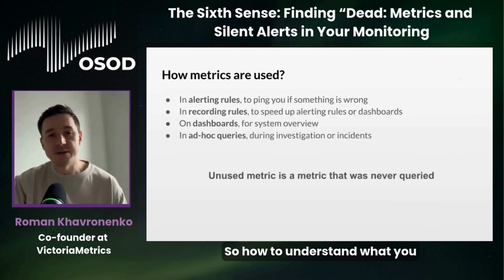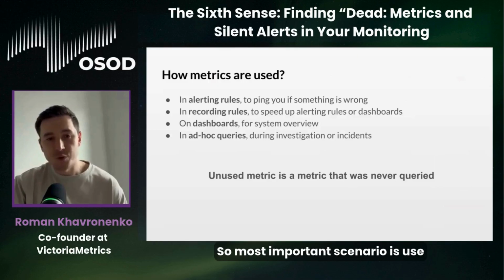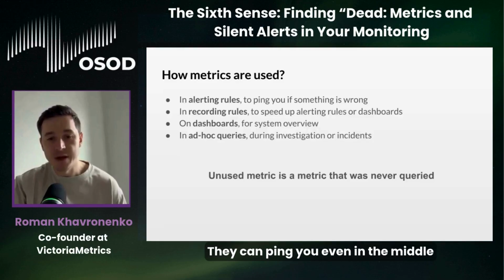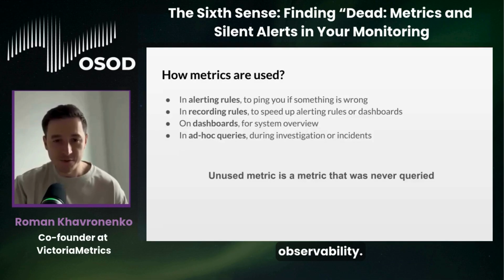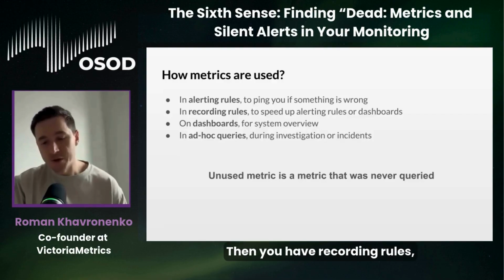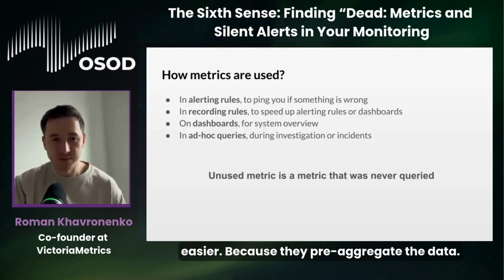So how do we understand what we use or not, or which metric is useful or not? There are not so many use case scenarios for metrics. The most important scenario is alerting rules. Alerting rules are the most critical part of observability. They can ping you even in the middle of the night if something is wrong. Observability without alerting is not observability. So that's very important. Then you have recording rules, something that makes alerts and dashboards easier because they pre-aggregate the data.